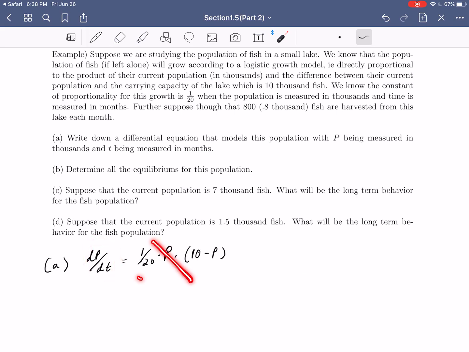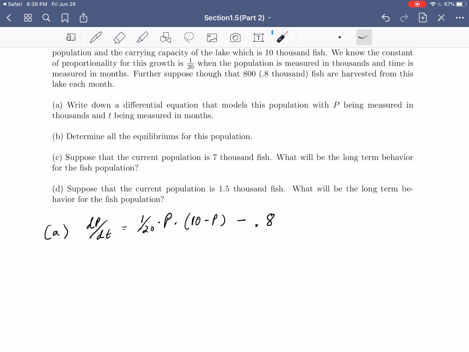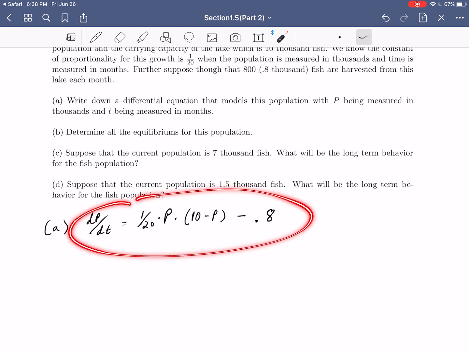So if there wasn't this growth and we were just saying that we were losing 800 fish per month, then, well, we would just have our minus 0.8. And notice that should make sense because, again, if we didn't have this, then we just say dp dt, the change in the population per month, is minus 0.8 thousand. But we have this growth aspect, and then we have this harvesting aspect. And of course, the harvesting is constant because it's always 800 fish per month. Okay, so there's our differential equation.